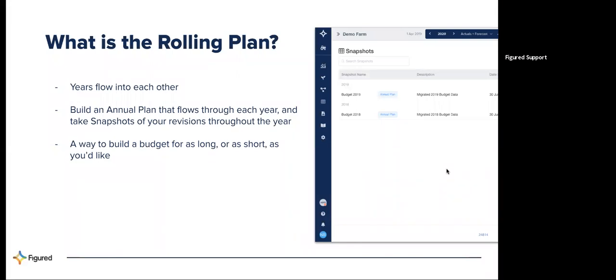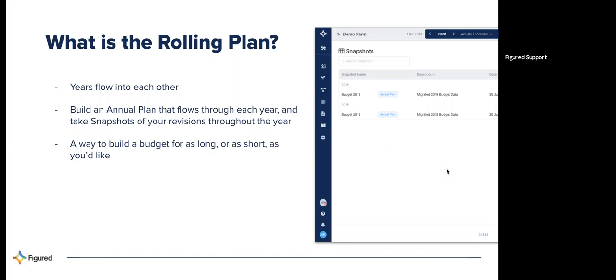But what is rolling plan? In Figured, you plan in 12-month chunks, and each year, if you have anything that has been entered, invoices etc., or income that pertains to the next year, that will automatically flow through. So there's no need to go and re-enter information in the next year. It's just seamlessly working going forward perpetually.